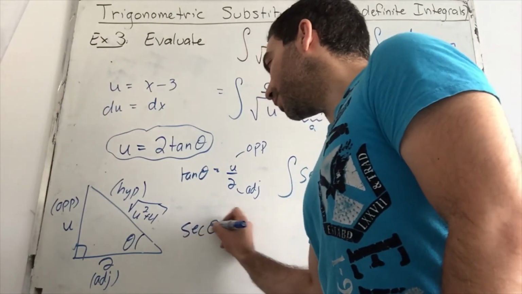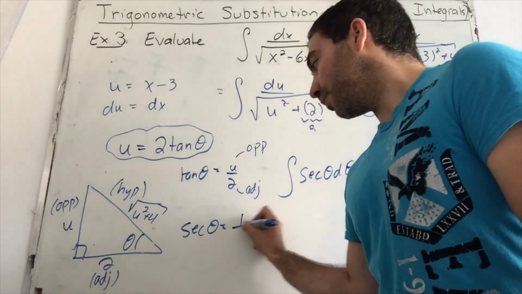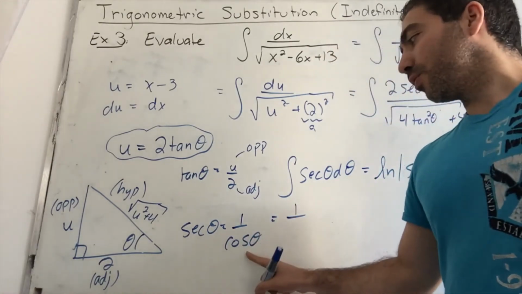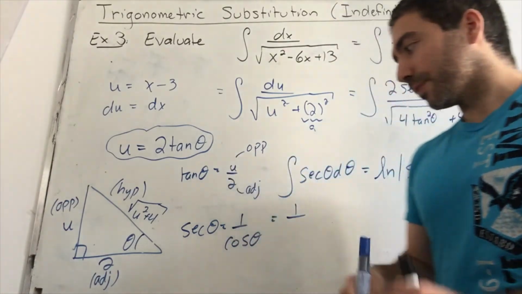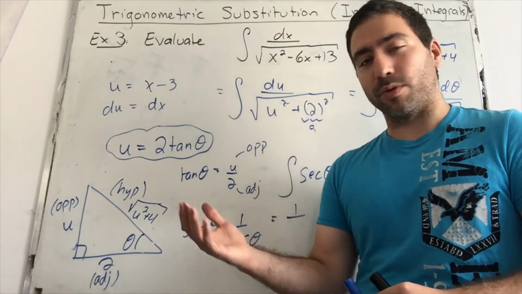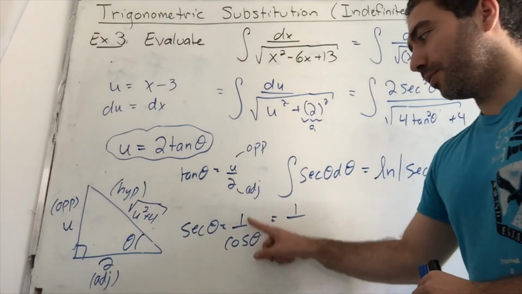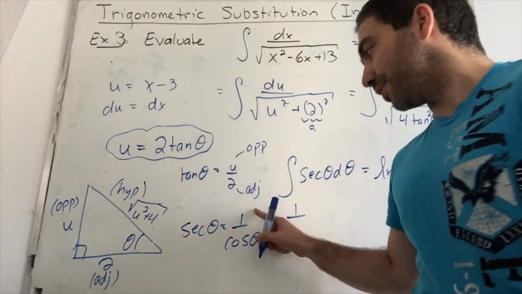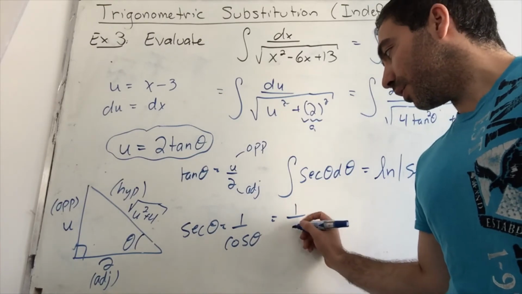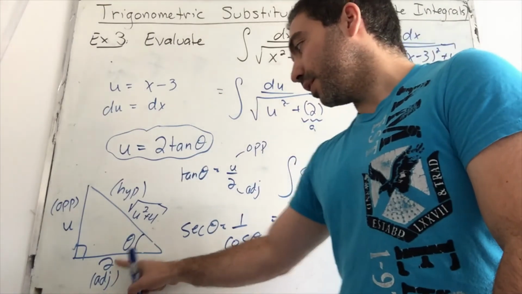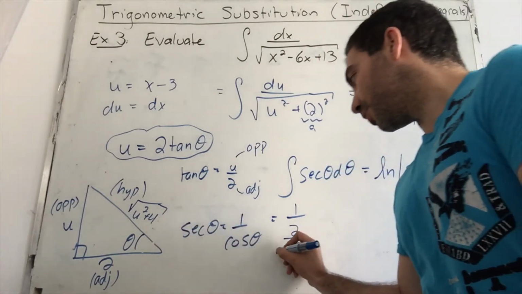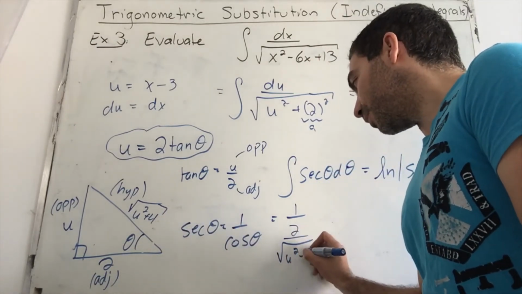How do we deal with secant? Well, from the triangle we just created, secant we know using our properties is 1 over cos theta. And we know cos theta is adjacent over hypotenuse. If you know the property that secant is hypotenuse over adjacent, you can use that in one shot as well. But I usually do it in this step. It's an extra step, but I think it's easier. And cos we know is adjacent over hypotenuse, so in this case the adjacent is 2 and the hypotenuse is square root of u squared plus 4.